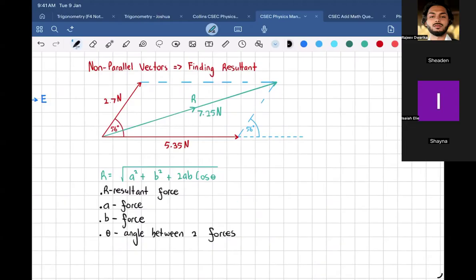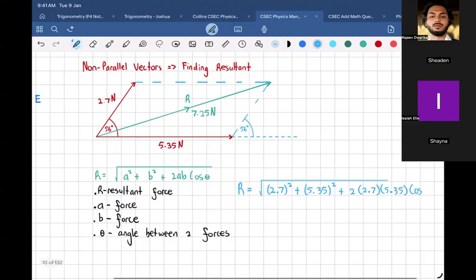So in this question, this would be A and this would be B, right? So A and B are just the forces, the two forces you're dealing with. Understand? Yes. So let me use the formula, right? So that's going to be R. R is going to be equal to the square root. A is 2.7 in this diagram, so 2.7 squared plus 5.35 squared plus 2 by 2.7 by 5.35.